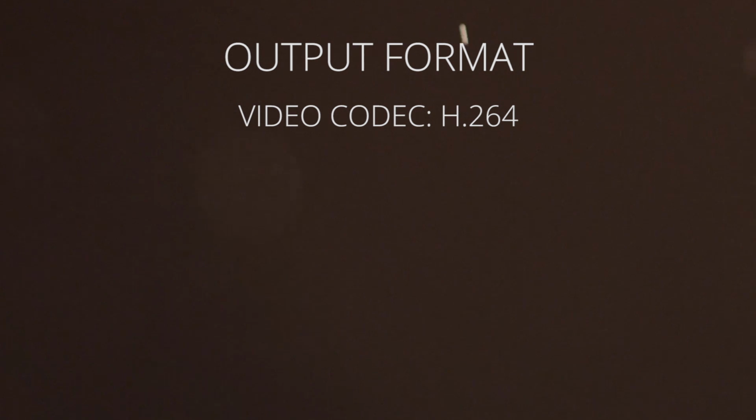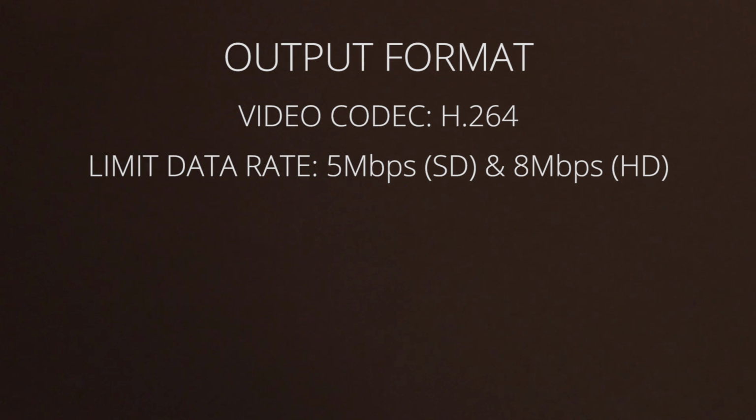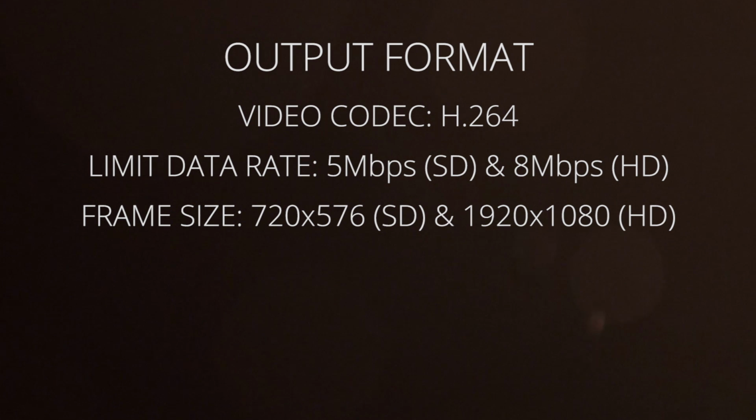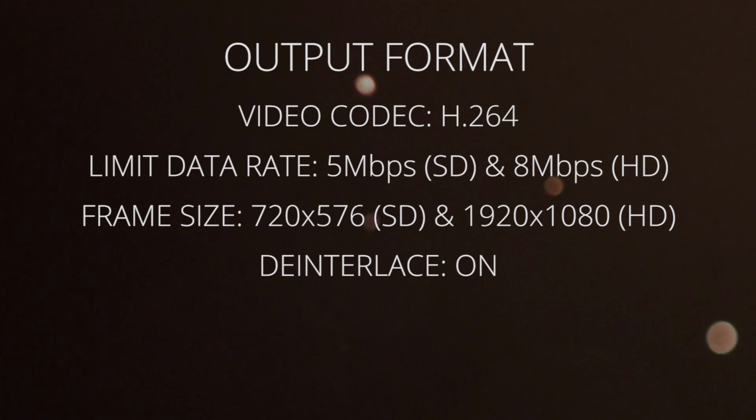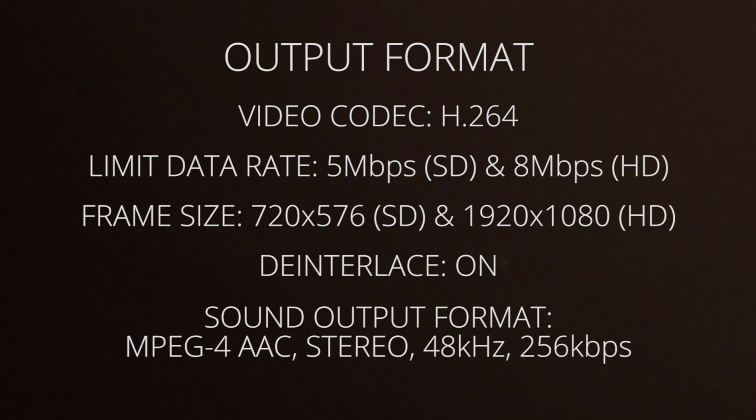The other parameters of encoding I set according to the source format. Limit data rate was 5 megabits per second for SD and 8 megabits per second for HD. Frame size was unscaled, so it's 720 by 576 for SD and 1920 by 1080 for HD, and 25 frames per second, just like in the source material. I turned on the interlace option for both tasks. The sound output format is MPEG-4 AAC, stereo 48 kHz and 256 kilobits per second, but I think it's not crucial in this competition.